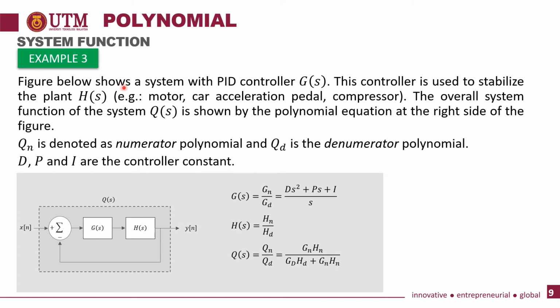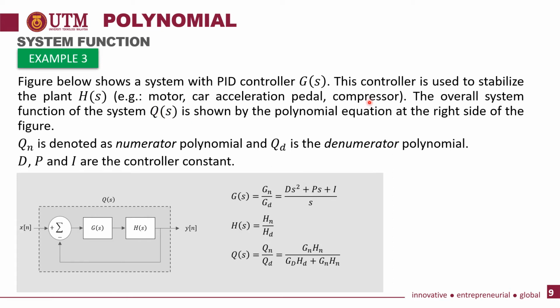Okay, so let's take a look at example number 3. In this example, the figure below shows a system with a PID controller G(s). We have a PID controller, with the expression G(s) equals (ds squared plus ps plus i) over s. This controller is used to stabilize the plant H(s). We have the equation of H(s) here, for example a motor, car acceleration pedal, or compressor.